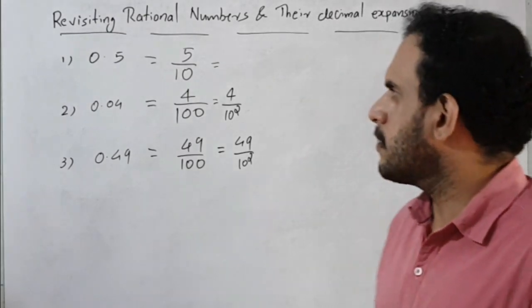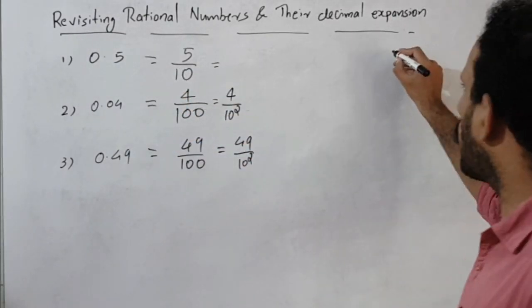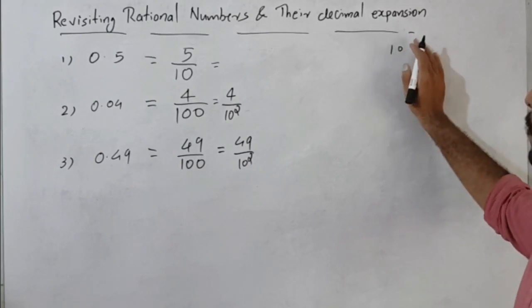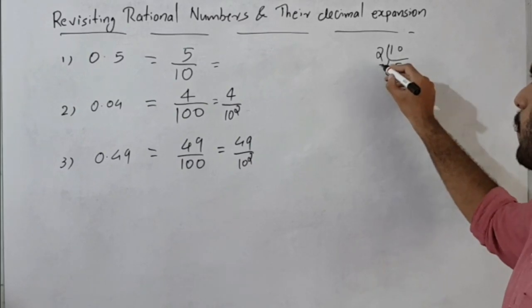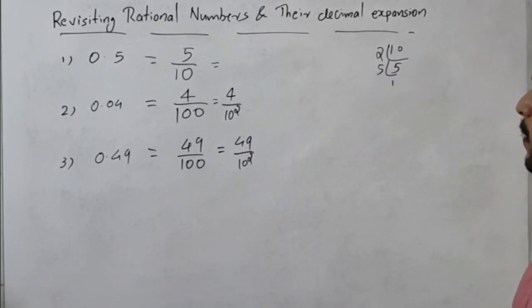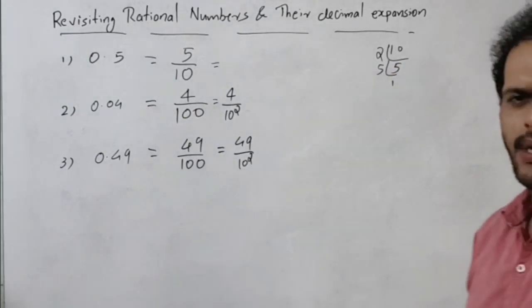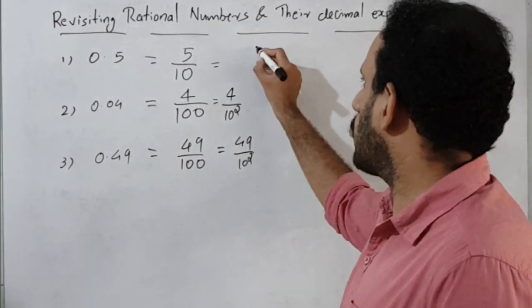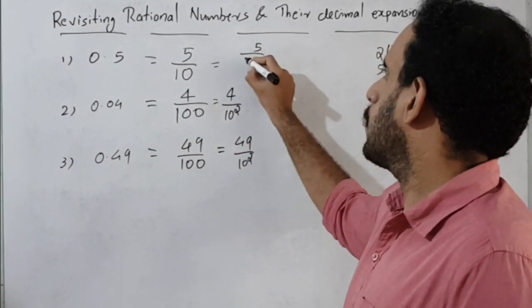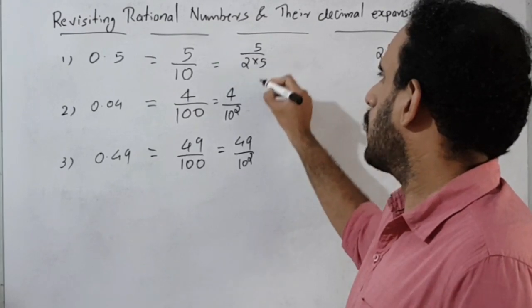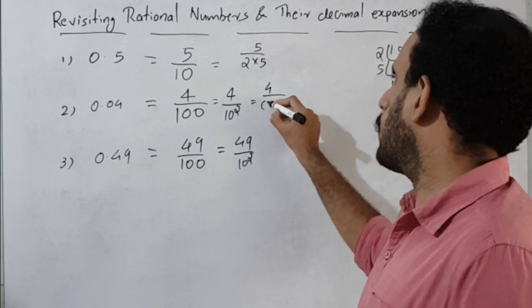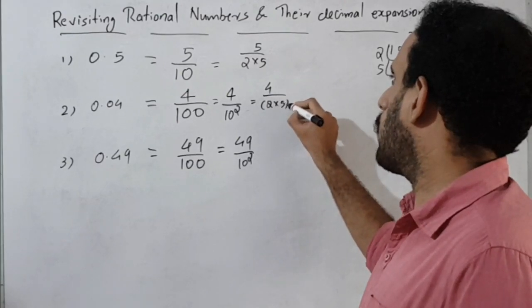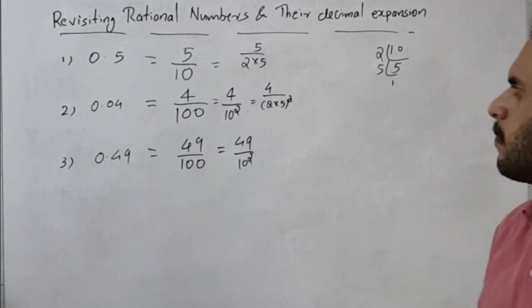So next, we factorize 10. What do we get? We get 2 into 5. So it is possible to write 10 as 2 into 5, correct? So we write here 5 by 2 into 5. Then 4 by (2 into 5) whole squared, correct?